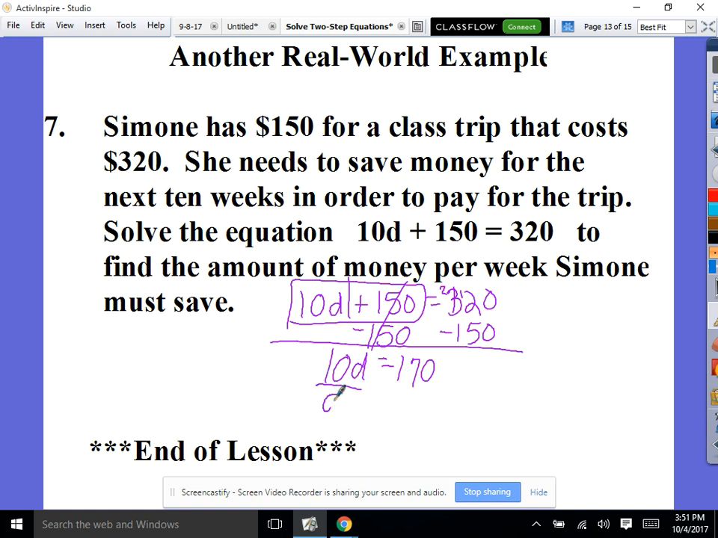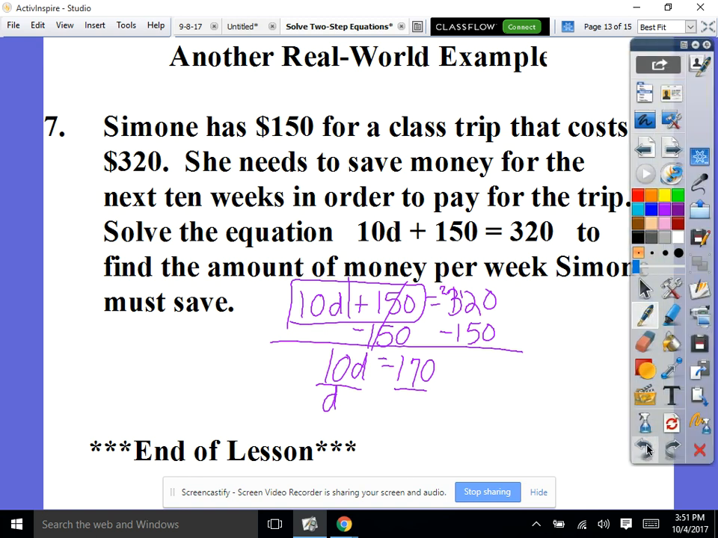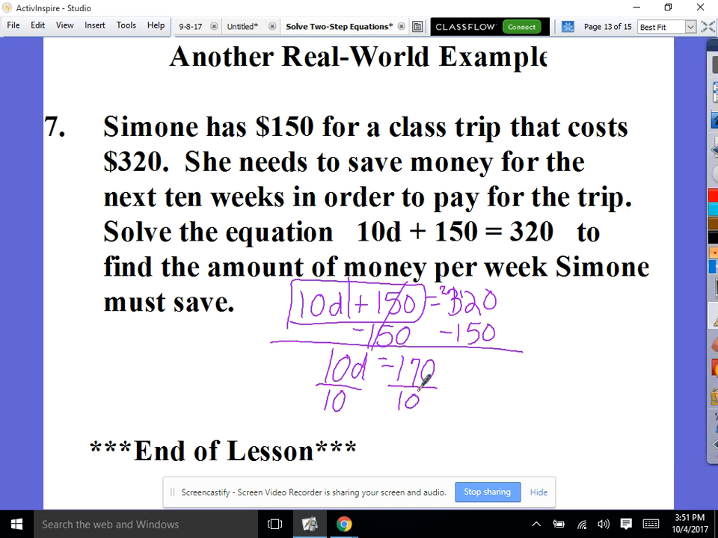And if we divide both sides by D, not by D. You can tell I'm tired, can't you? We're dividing by the coefficient, which is 10. So if we divide both sides by 10, we get D equals 17. So 10 times 17, which is 170. 170 plus 150 equals 320.